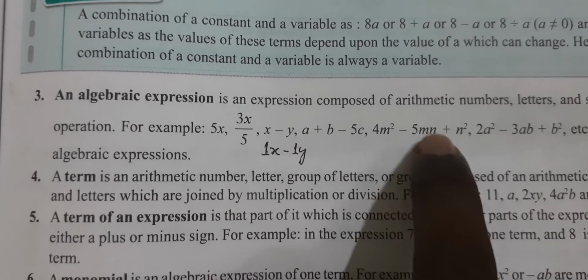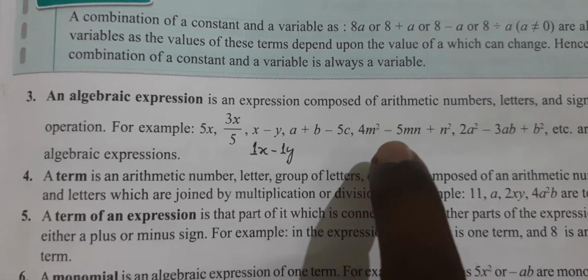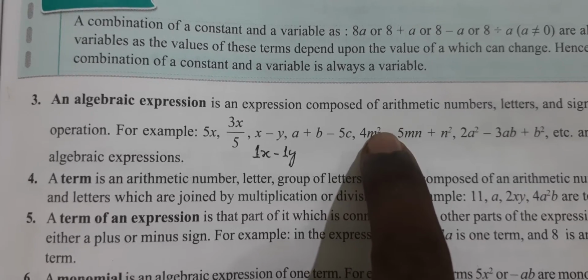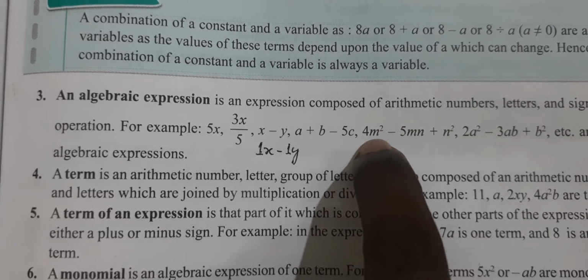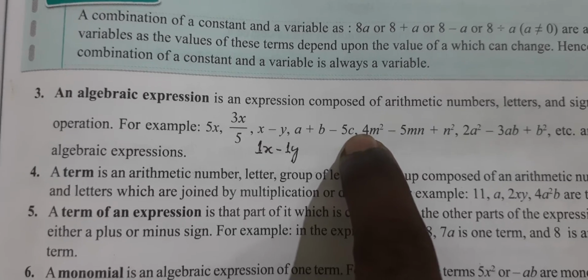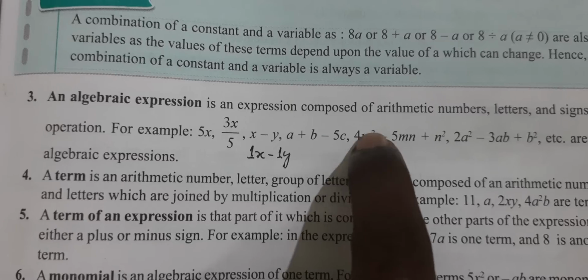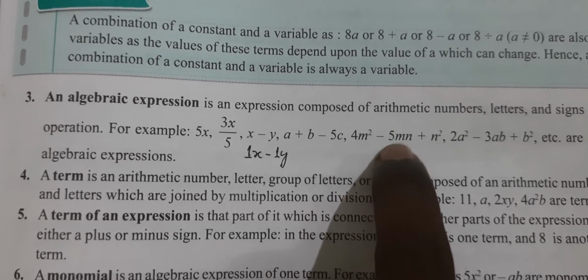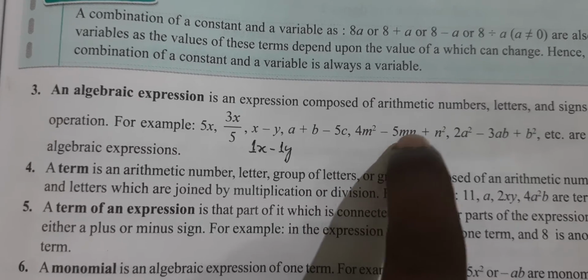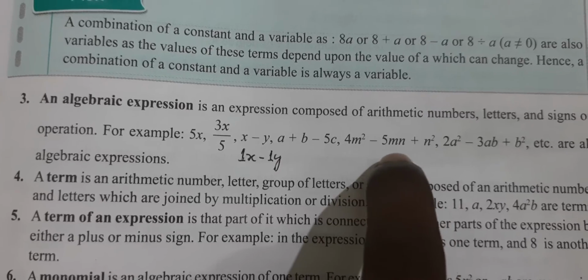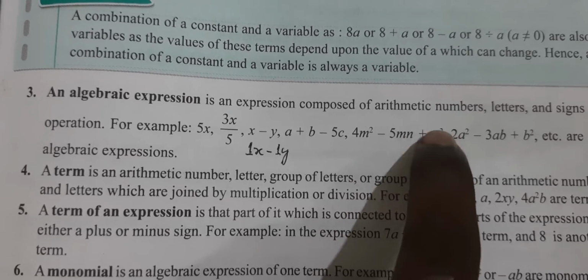Like that, you have 4m square. This square or 2 is the power of the variable m. So we have over here 4 constant, m is the variable, this 2 is the power of the variable, minus 5 into m into n, 5mn plus n square.